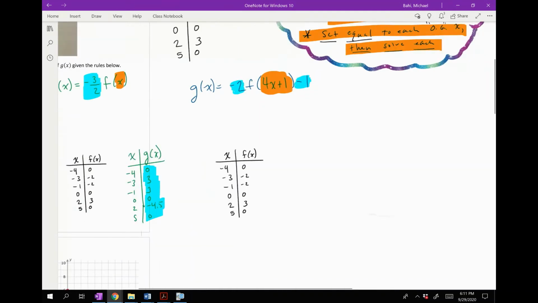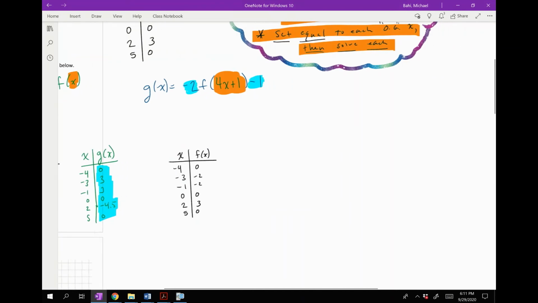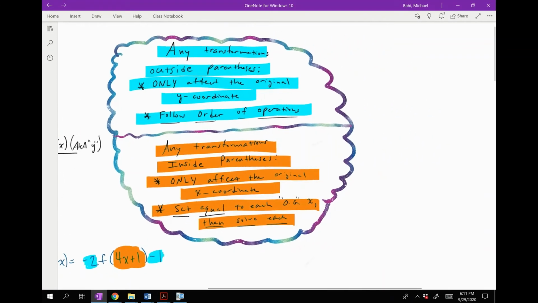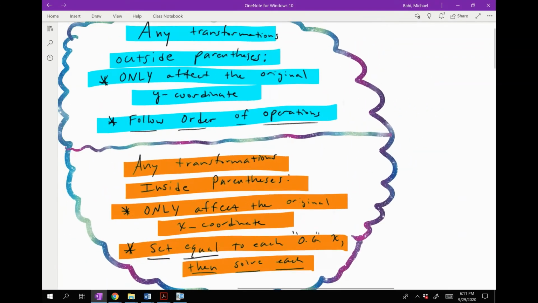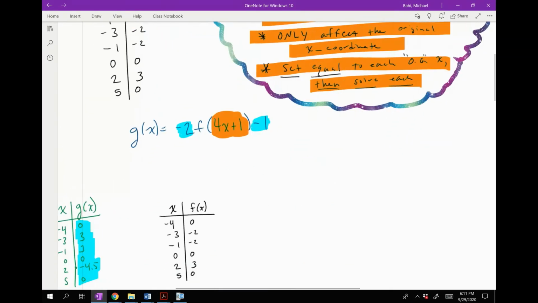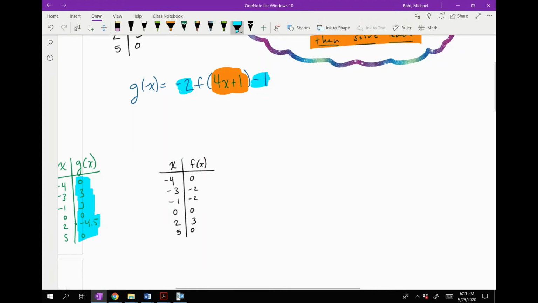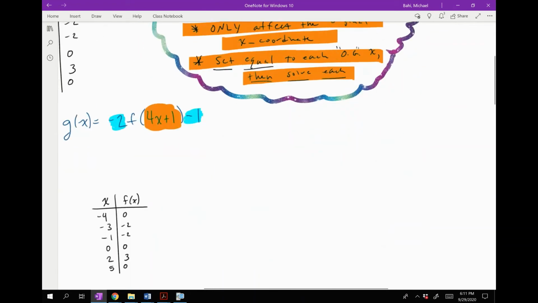Okay, so this is where you start seeing why this information is so important. With all these different types of transformations inside and outside the parentheses, it can be a little crazy. So if you follow these steps, it won't be so crazy.